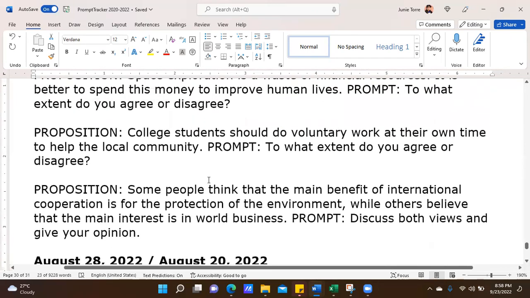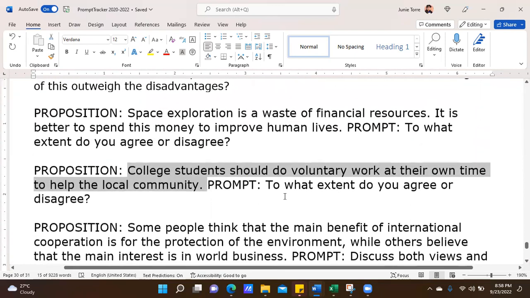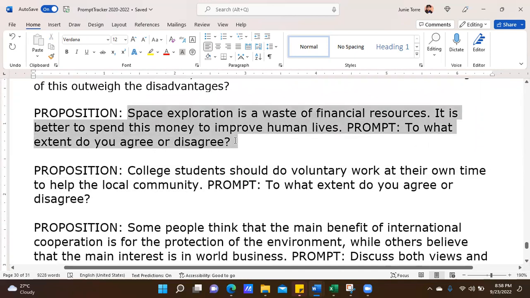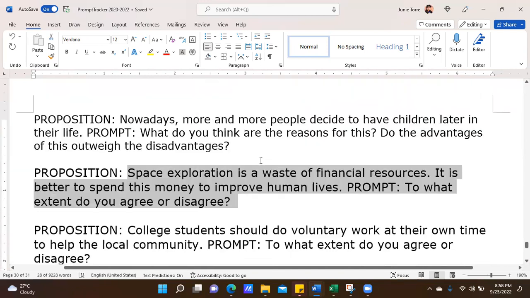So atras tayo guys ha. College students should do voluntary work at your own time to help the local community. That's really psychological, very cognitive, right? Space exploration is a waste of financial resources. It is better to spend this money to improve human lives. That's very industrial. Right?